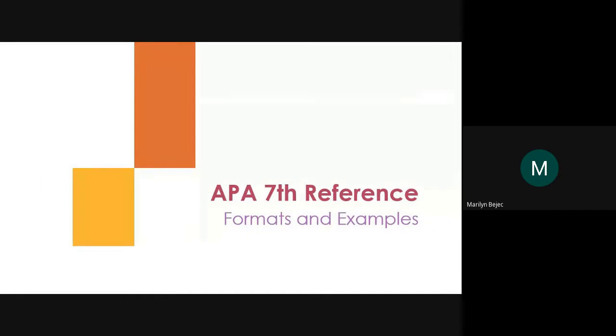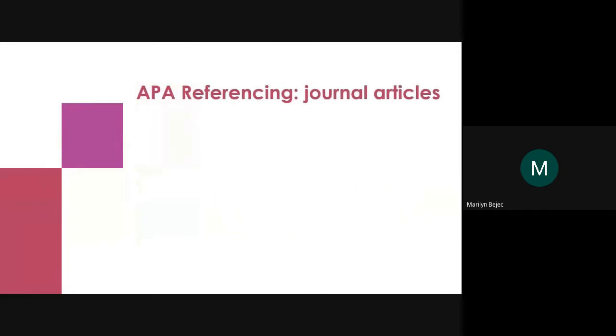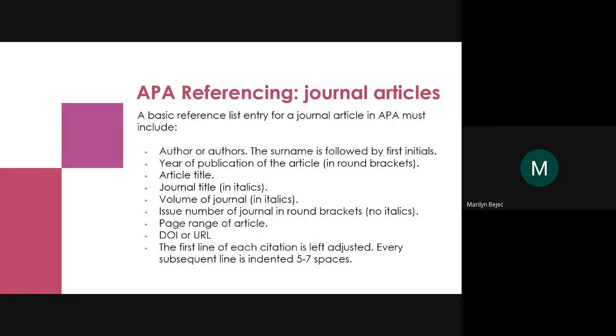Then we have APA 7th edition reference formats and examples. So, APA referencing journal articles. These are the basic principles in journal articles.